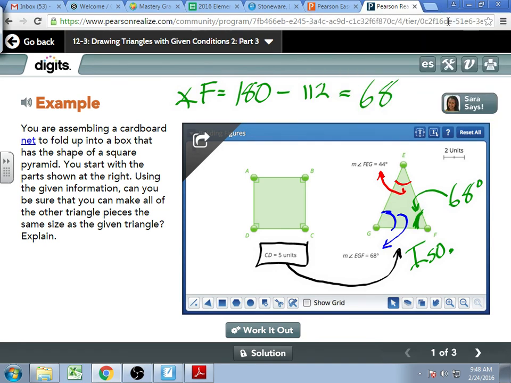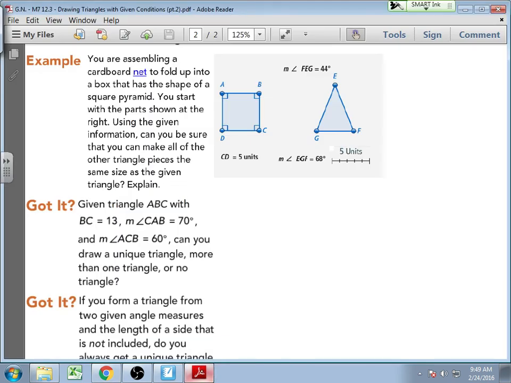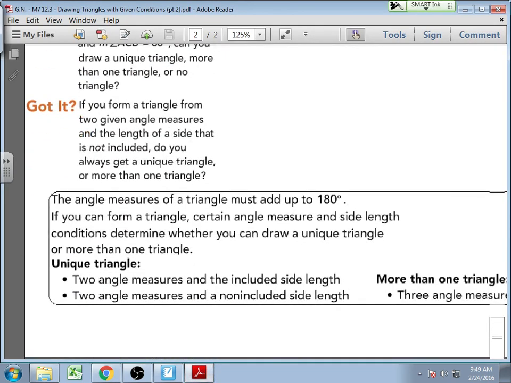We are not quite done, so we will probably wrap up the last couple questions. Notice, hey, before you get out of here, same as yesterday, your cheat sheet is on the bottom of here. When you get a unique triangle, those situations, or more than one triangle, those situations.